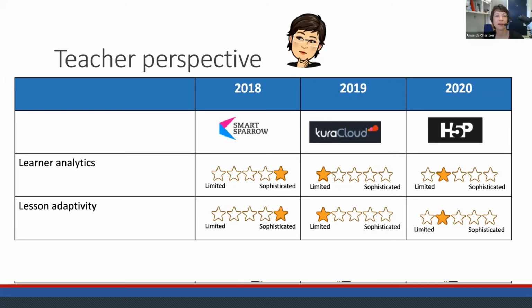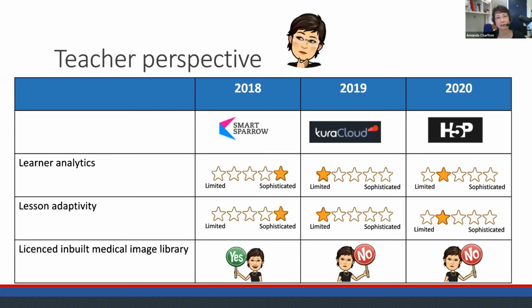By adaptivity, I mean individualization of learner progression through the lesson. In Smart Sparrow, I could program in pathways. So if the student answered incorrectly the first attempt, they get a hint. The second attempt, they get a detailed clue. And the third attempt, I could send them to an explanatory video. These are called trap states. It's ideal for branching scenarios. Kura Cloud and H5P were limited to displaying the same answers to questions, although there is an app for branching scenarios in H5P.